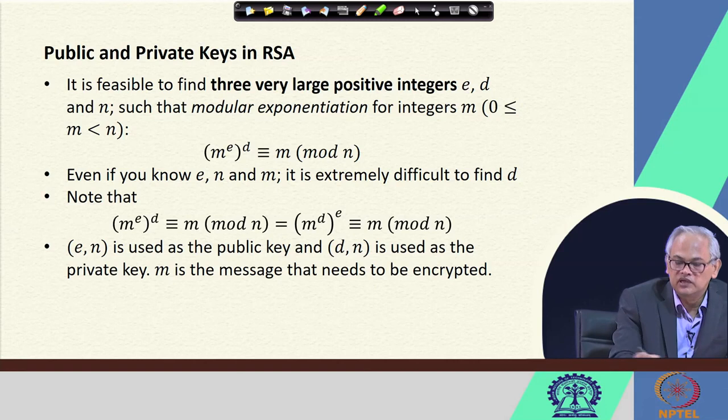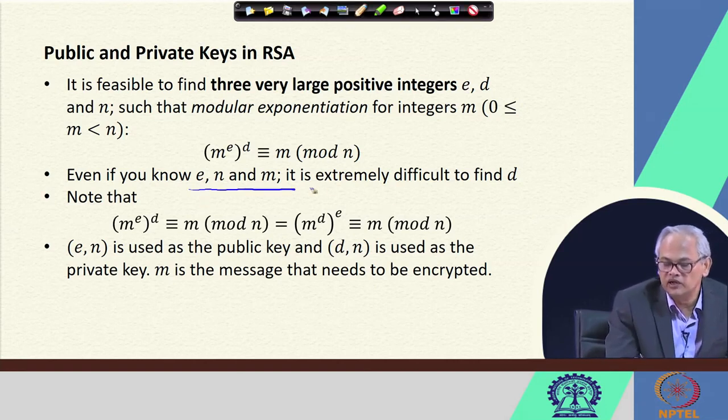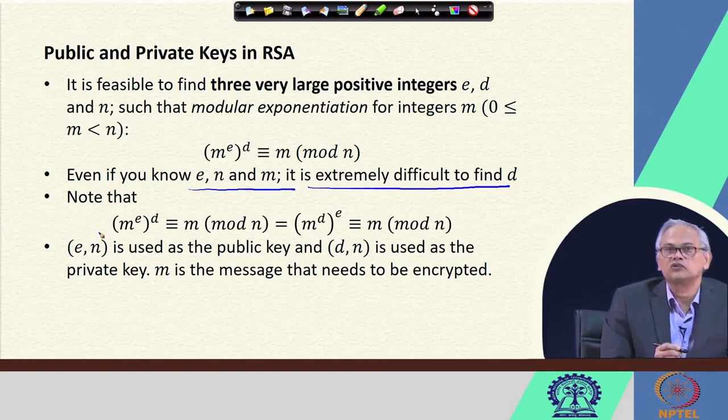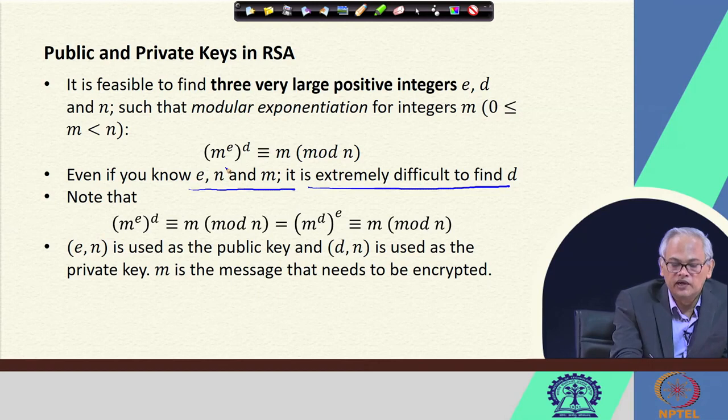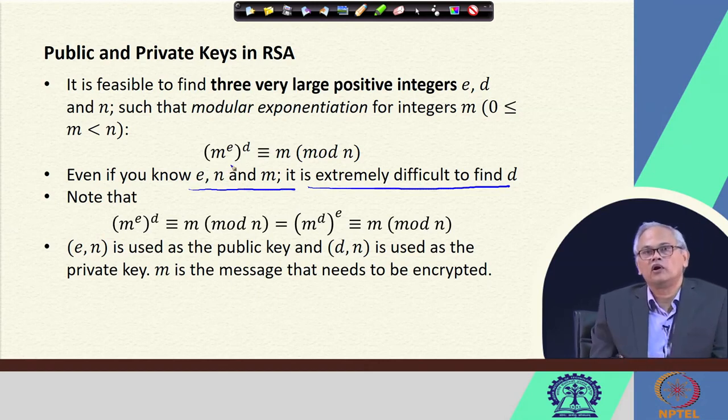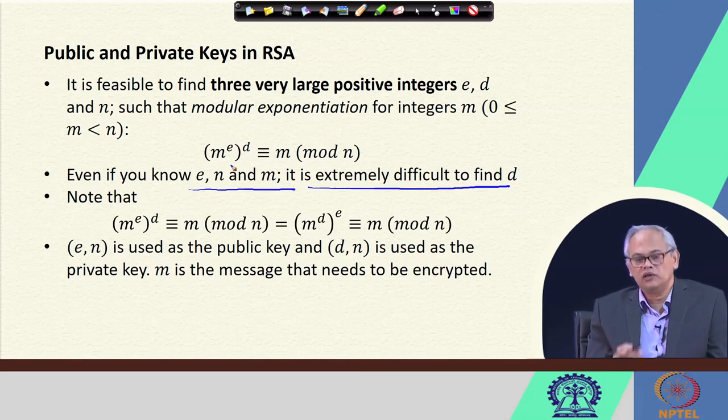So, the property is that even if you know E, n and m, it is very difficult to find D. That is the property that we need to satisfy. Also, just as we had m raised to the power E raised to the power D congruent to m mod n, m raised to the power D raised to the power E would also be congruent to m mod n.